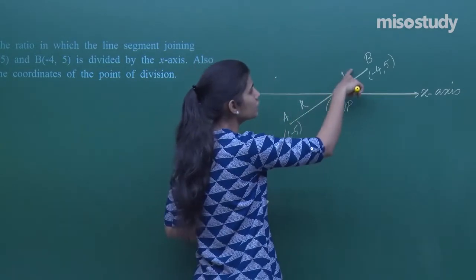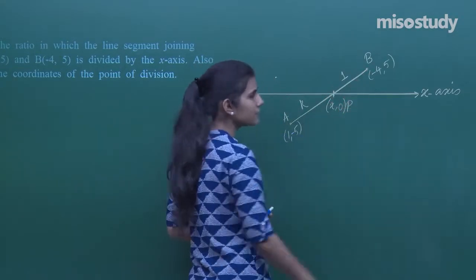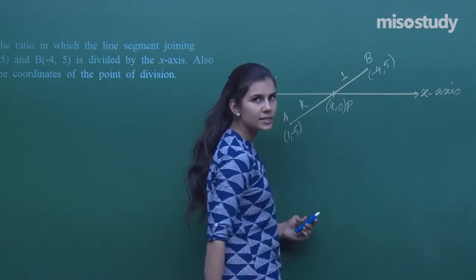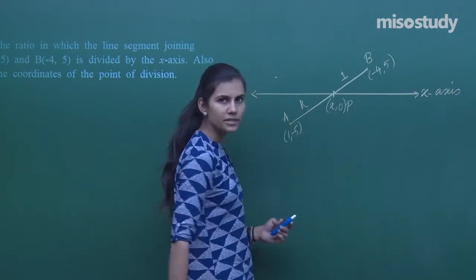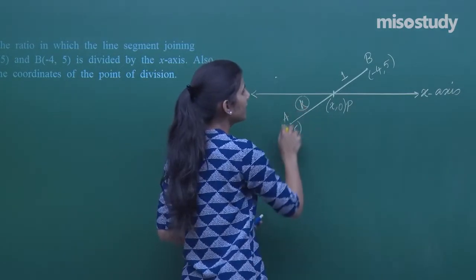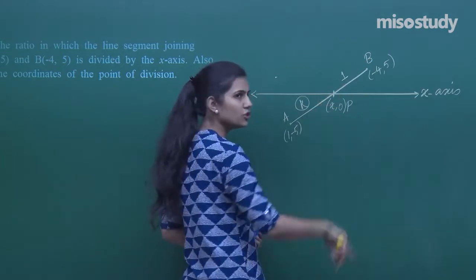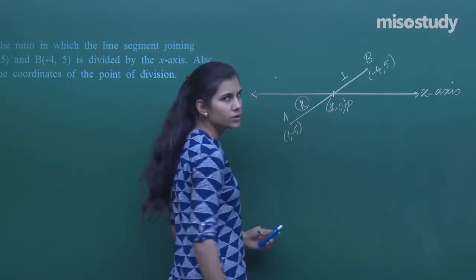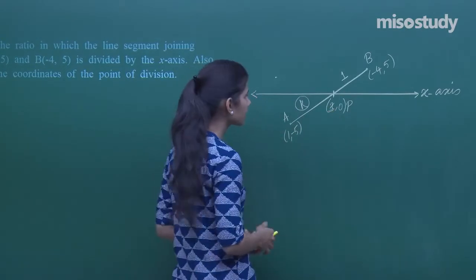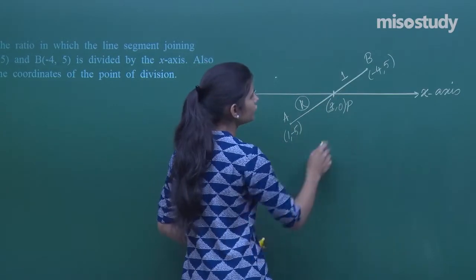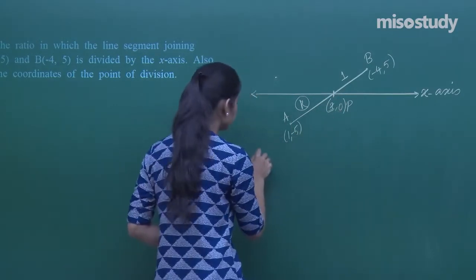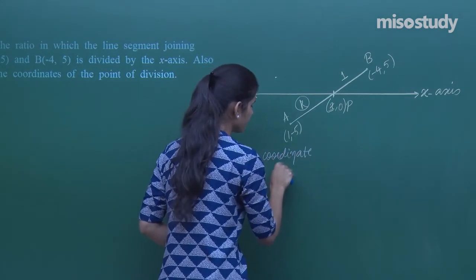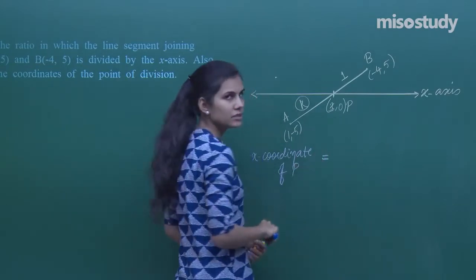So let the ratio be k is to 1 and the point which is dividing this line segment AB in the ratio k is to 1, let the coordinates be x comma y, but because the point is lying on the x-axis, y is equal to 0, my required point is x comma 0. So we have to find the value of k so that we get the ratio in which x-axis is dividing this line segment joining A and B, and I also want the value of x so that I get the point of division's coordinates. Now if k is to 1 is the ratio, I know that the x coordinate of P, that is the point of division, is what?